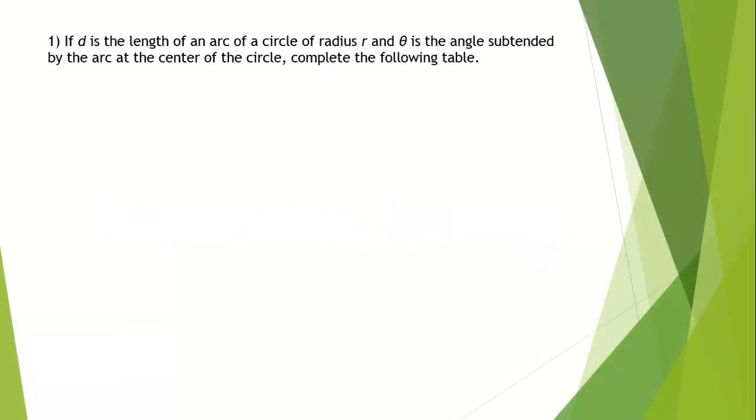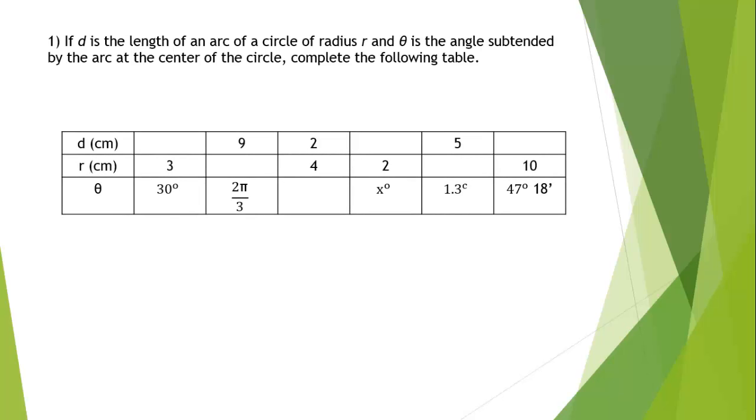If d is the length of an arc of a circle of radius r and theta is the angle subtended by the arc at the center of the circle, complete the following table. So we are given a table to complete some of the parameters such as d, the length of the arc, r, the radius of the circle, and theta, the angle subtended by the arc at the center of the circle. If we take the first column, the radius and the angle are given and we are asked to find the length of the arc d.